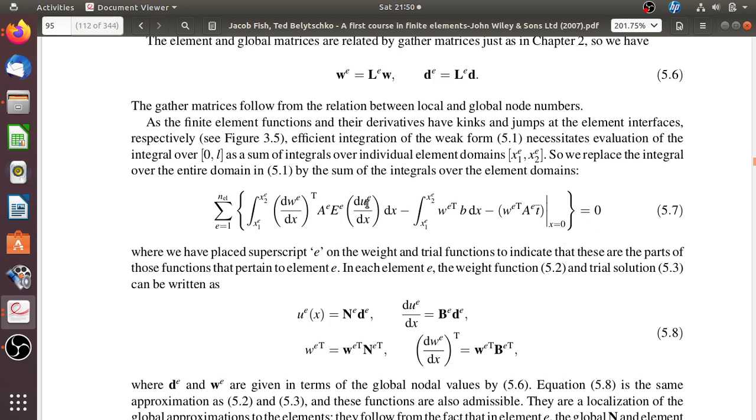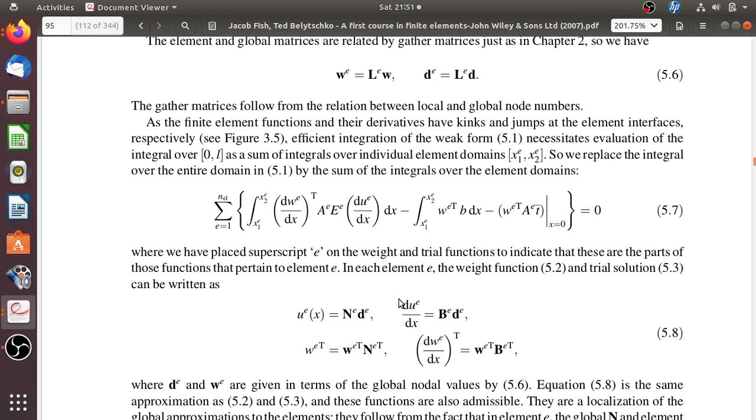So what is this ue, we? Ue is nothing but Ne into de, where this Ne represents the shape function for that element, and de is the degrees of freedom for that element, which is basically the nodal values of this u. Fine, and the same thing for w as well.